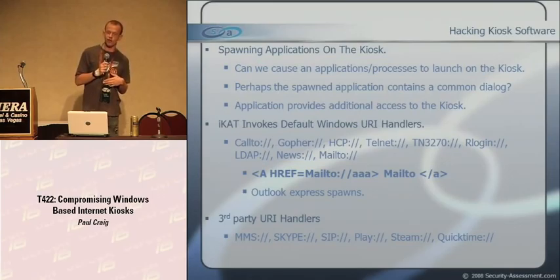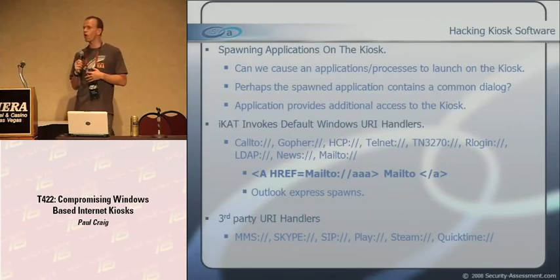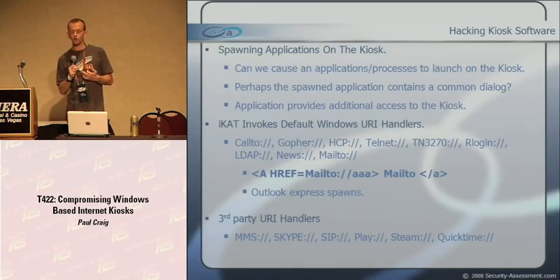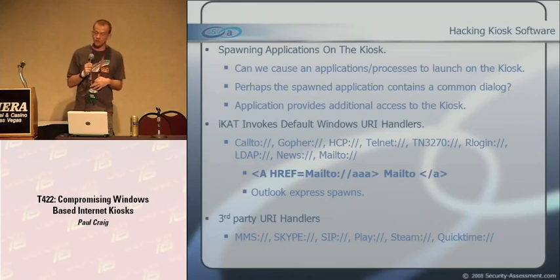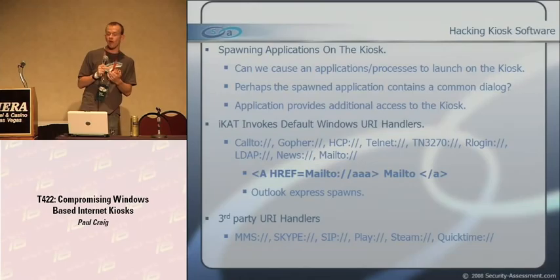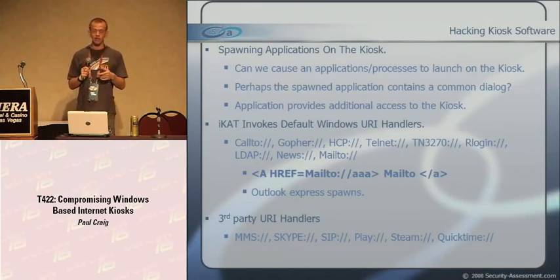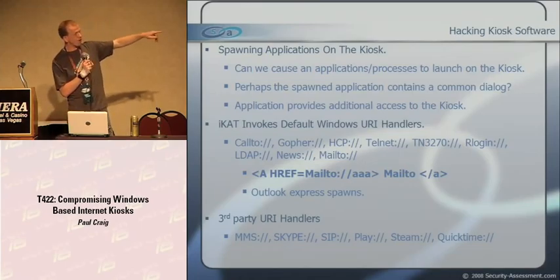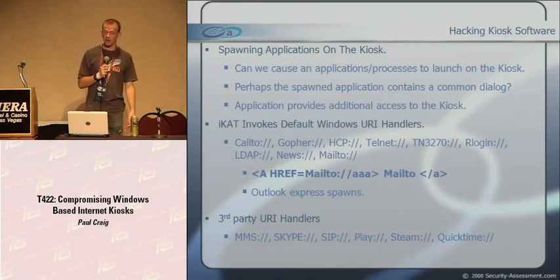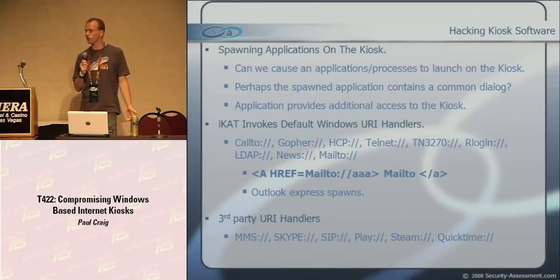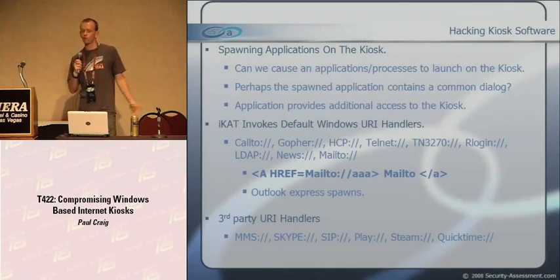So iCat tries to invoke the default Windows URI handlers. It'll try and invoke callto, Gopher, HTTP, Telnet, TN3270, rlogin, LDAP, news, and mailto. Essentially, if you click the ahref link that I have on screen there to the mail link, the default Windows mailto URI handler will spawn. In most cases, this is Outlook Express. So we can get Outlook Express to pop up.